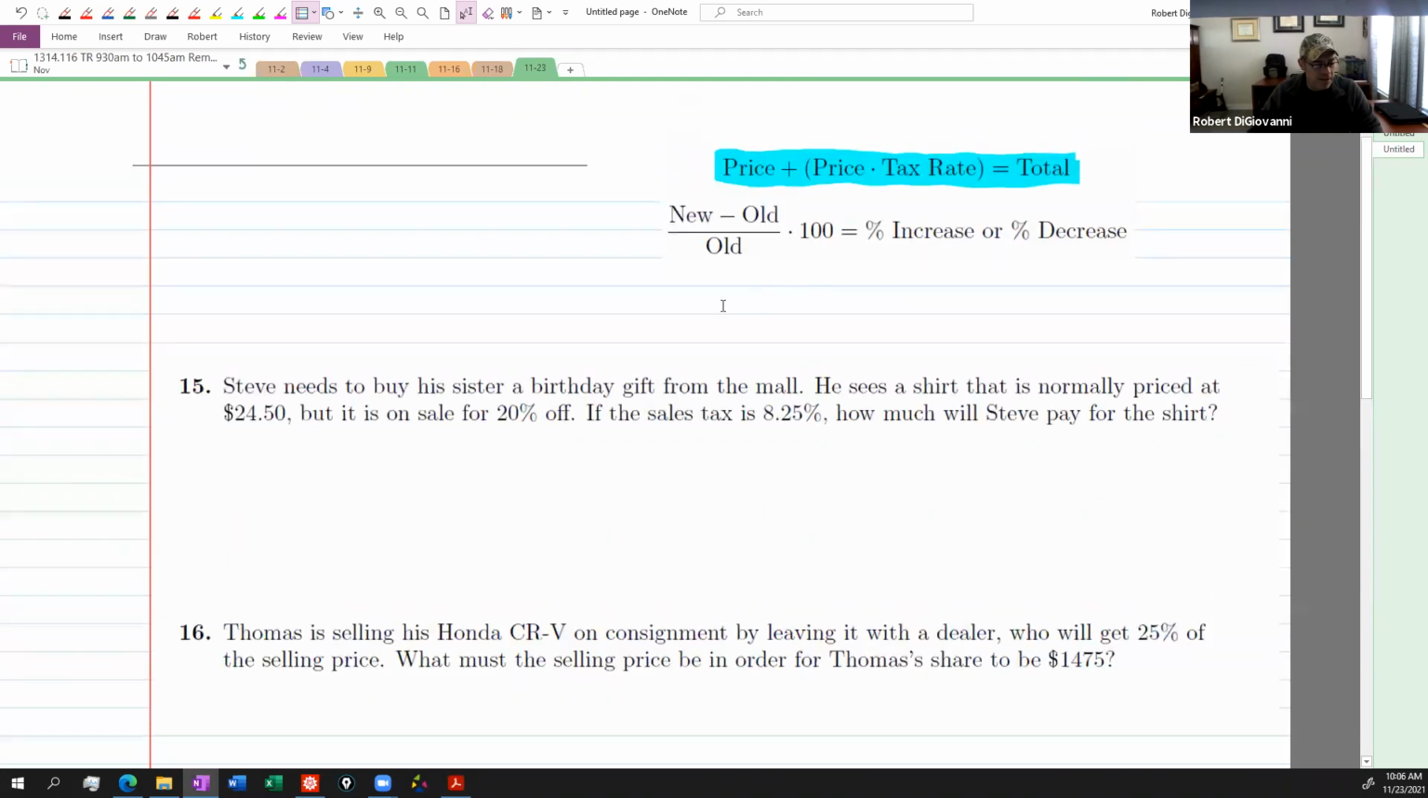Okay, so let's look at this first one here. Steve needs to buy his sister a birthday gift from the mall. He sees a shirt that is normally priced at $24.50, but it is on sale for 20% off. If the sales tax is 8.25%, how much will Steve pay for the shirt? So this is like real life stuff. If you really wanted to figure out how much you're going to have to pay for something after taxes with a discount, you could do this. So what do y'all think? How should we go about this? There's a couple of different approaches to this.